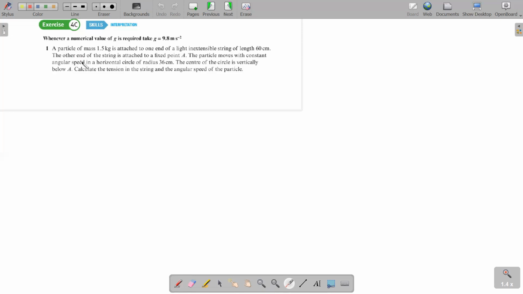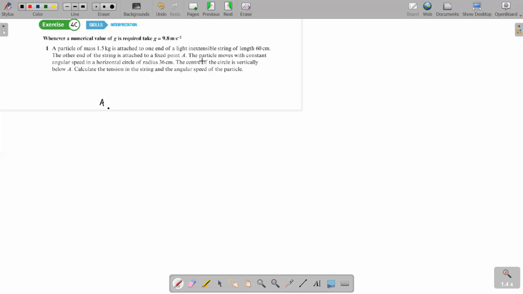Okay, let's see. They say a particle of mass 1.5 kilograms is attached to one end of a light inextensible string of length 60 centimeters. I think we can picture that, right? You have a mass of 1.5 kilograms, there's a string of length 60 centimeters, and the particle is attached to the end of the string. The other end of the string is attached to a fixed point A. I'll name the fixed point A here. So the other end is attached to A, and the particle is at the other end.